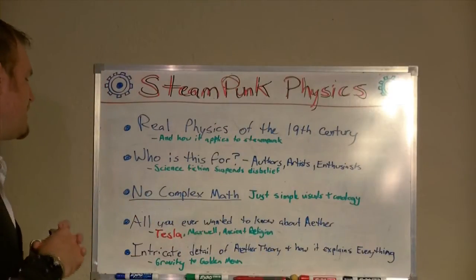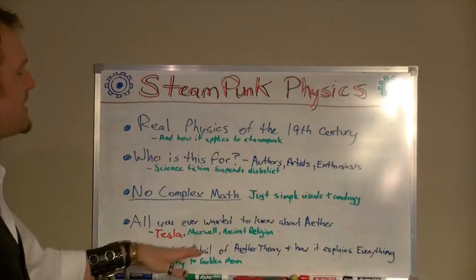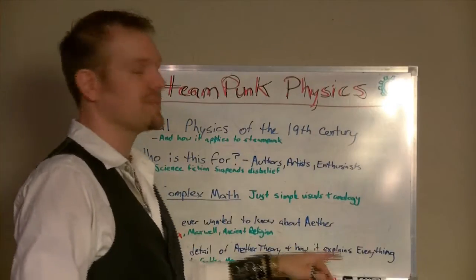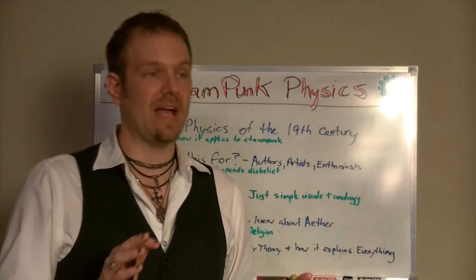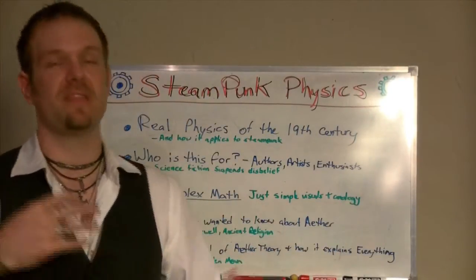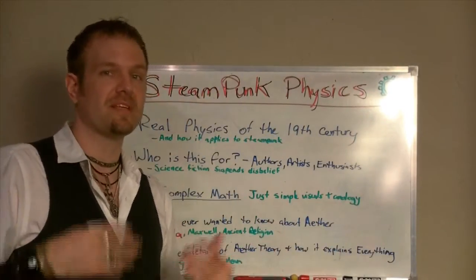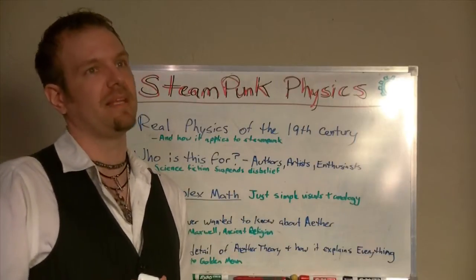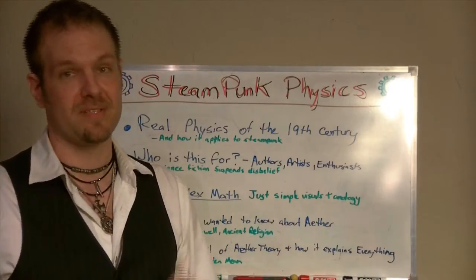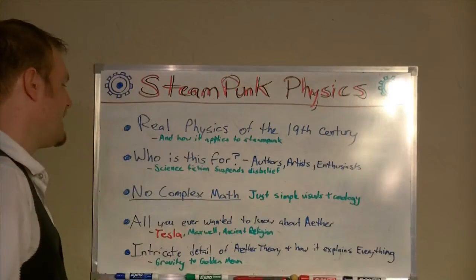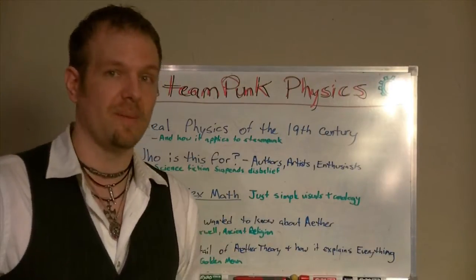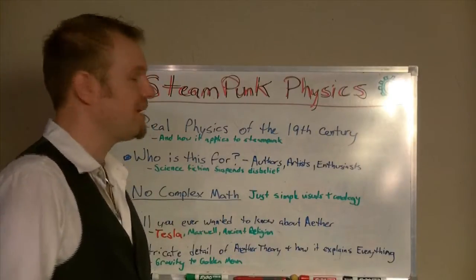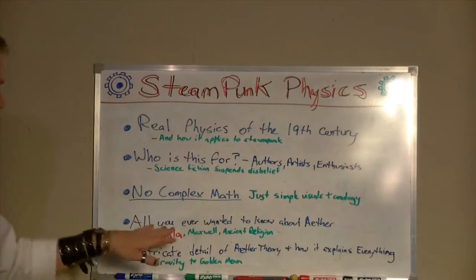What are we going to be doing? We're going to be going into the intricate details of ether theory and how it explains absolutely everything. What I'm saying is ether theory can actually provide an explanation for everything physical, plus there are some things that we can work in to make it a little more interesting. For instance, time travel. But everything from gravity to the golden mean can be explained through ether theory.